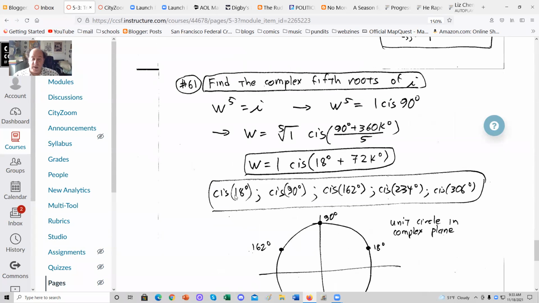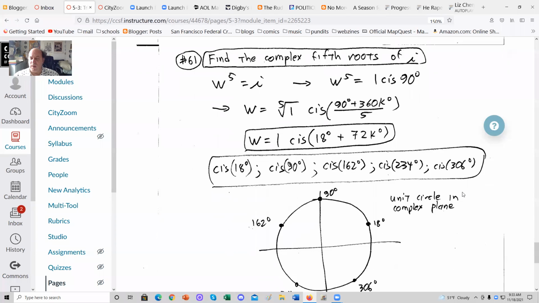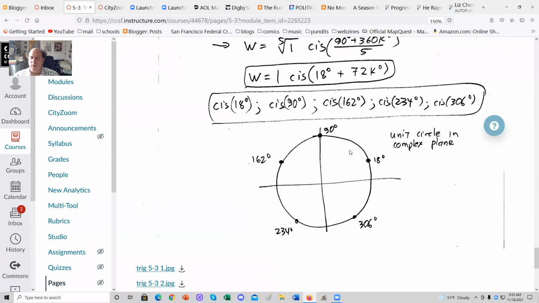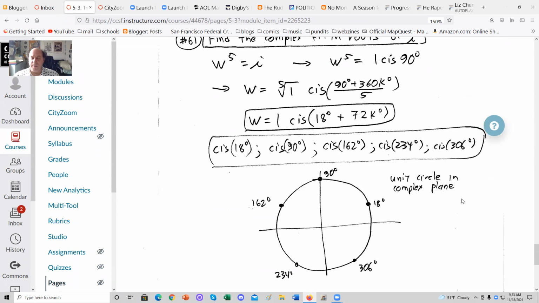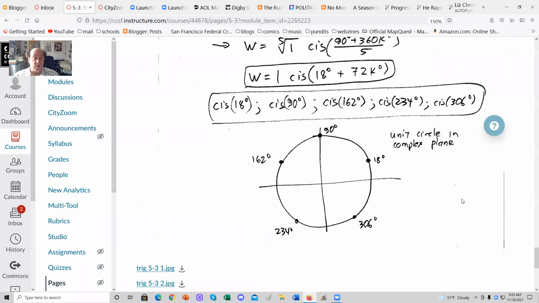So 18, or that plus 72 is cis 90. Another 72 gives you cis 162. Another 72 degrees gives you cis 234. Another 72 degrees gets 306. There you go: 18 degrees, 90, 162 degrees, 234 degrees, 306 degrees. All spaced evenly as a regular pentagon on the unit circle. And that generally happens with these nth roots. They're spaced evenly around a circle.